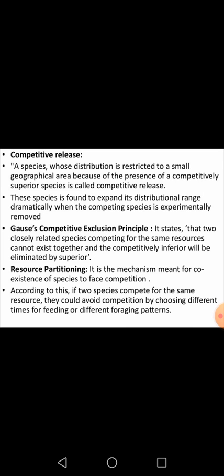So certain times what happens, there are two different species competing for the same resource or same food or same habitat. Then what can happen, a weak species can be restricted to a particular area, that is, the superior species will spread everywhere, but the weak species can be restricted to a smaller geographical region, and this concept is called competitive release. Okay. This species is found to expand the distributional range dramatically when the competing species is experimentally removed.